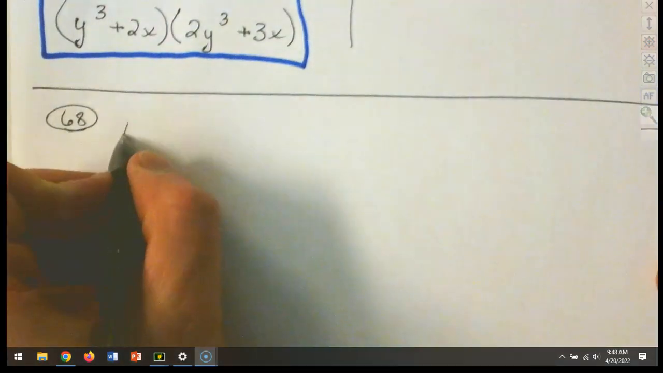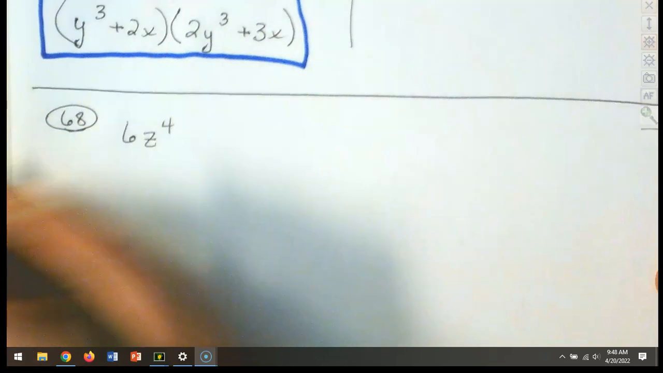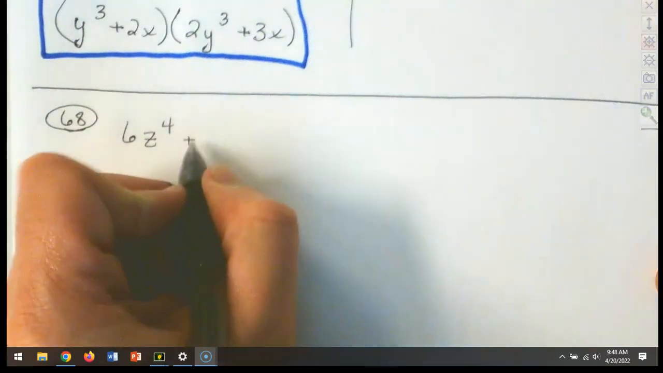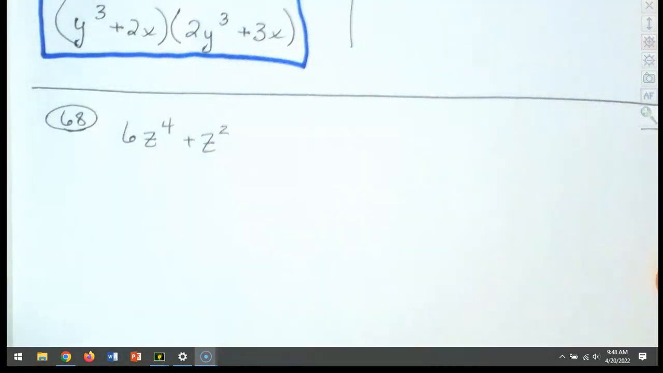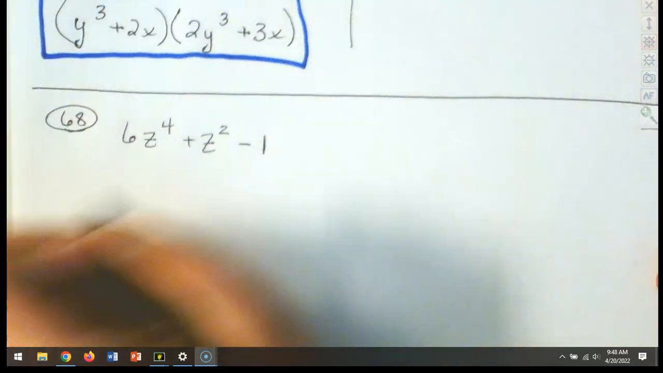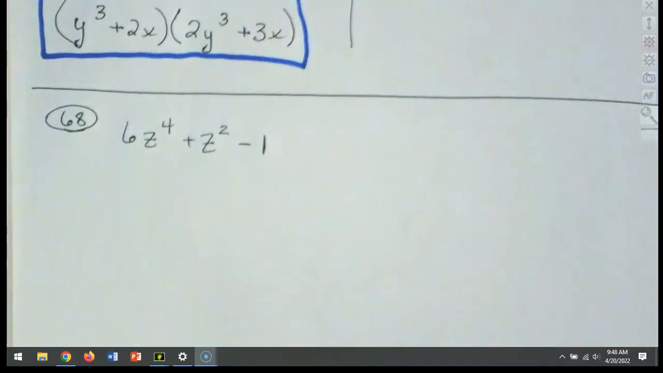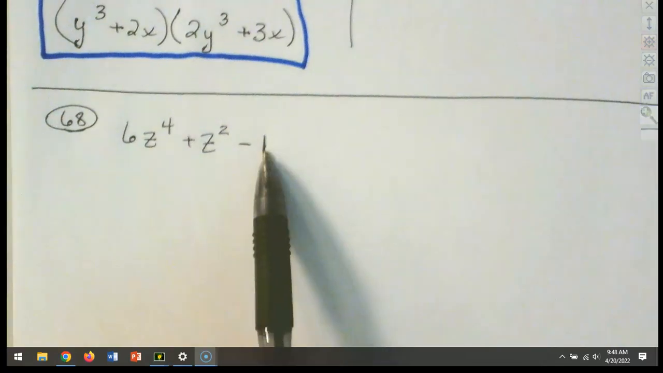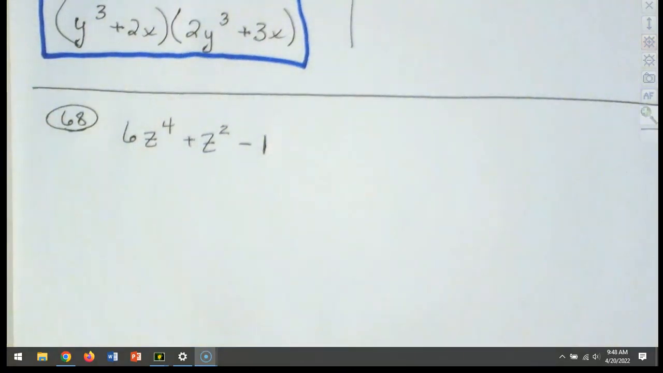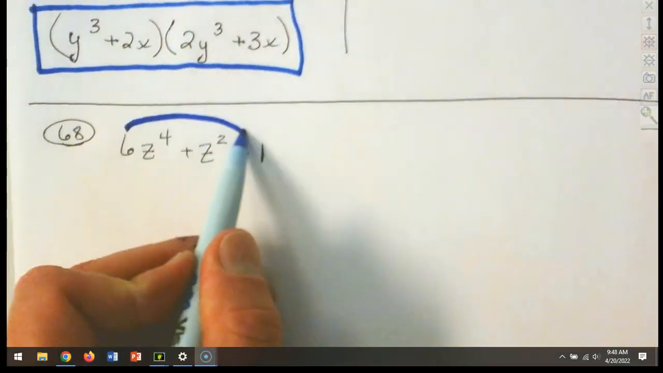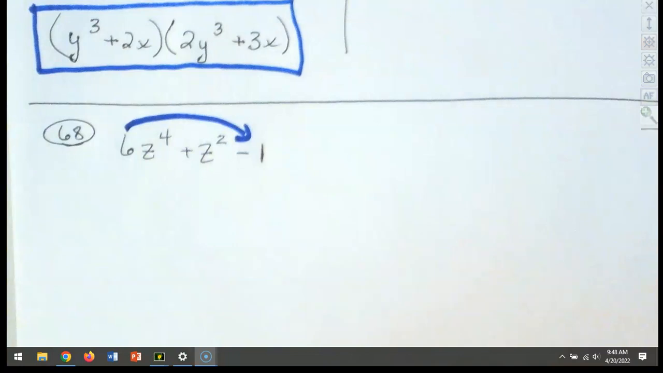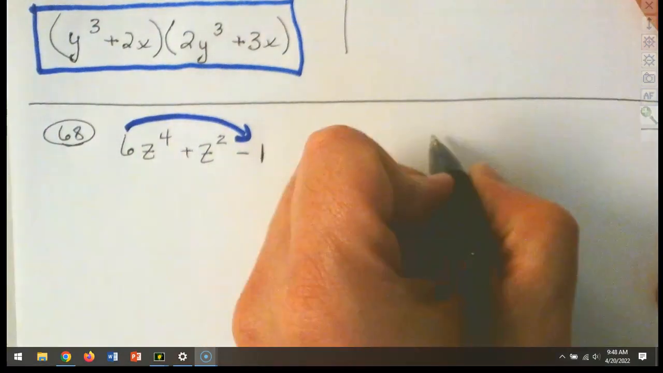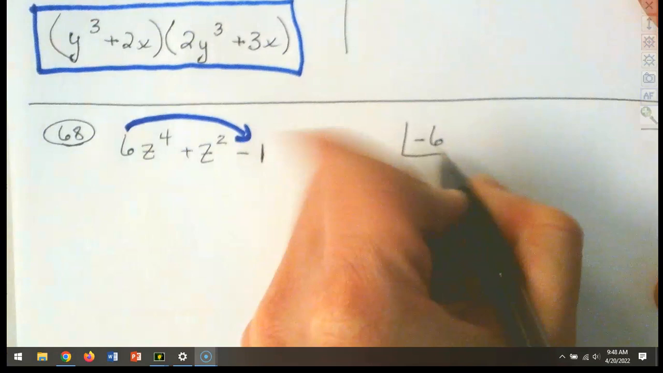And 68 is 6z to the fourth plus z squared minus 1. So, what do we look for here? Well, we look to see if anything will come out. Nothing comes out. We know that because of that 1. So now we take the first times the last. 6 times a negative 1 makes it a negative 6.